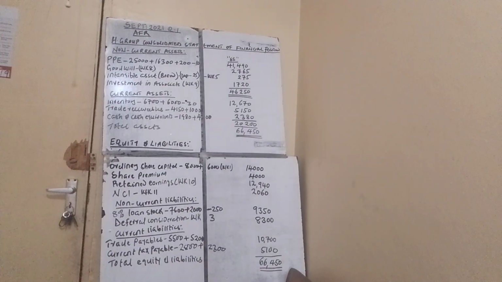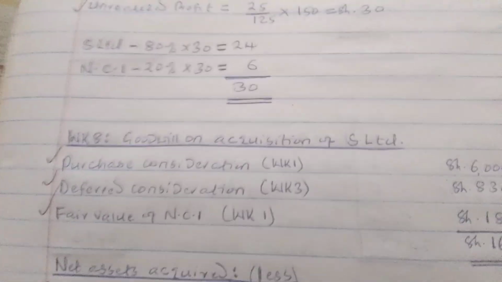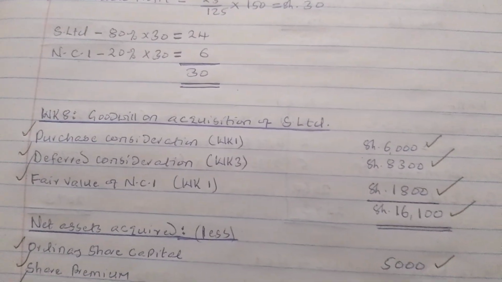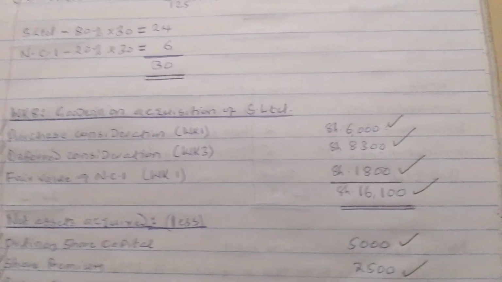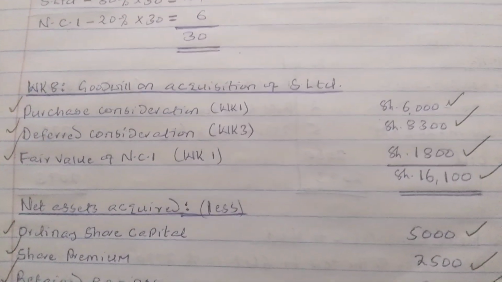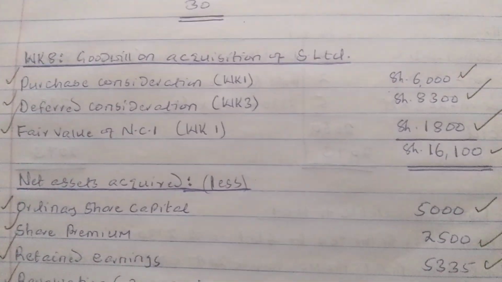Okay, we go to working number 8, and that is to do with goodwill. Now, goodwill on acquisition of S Limited. When we acquired S Limited, what was the goodwill? Now, goodwill on acquisition of S Limited, purchase consideration, you refer to working number 1.